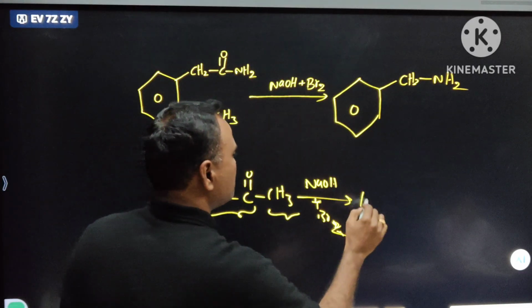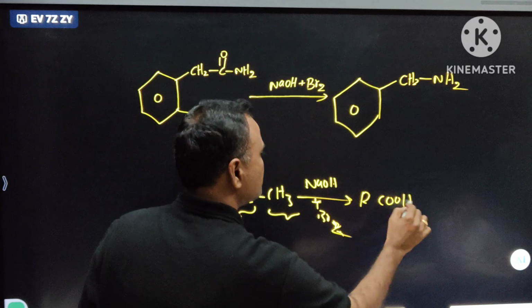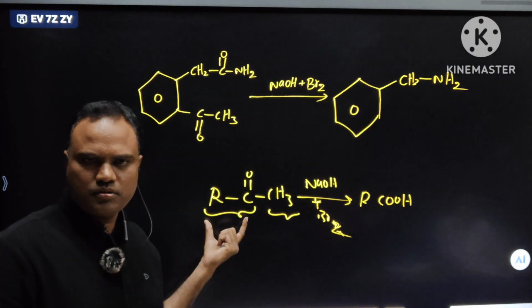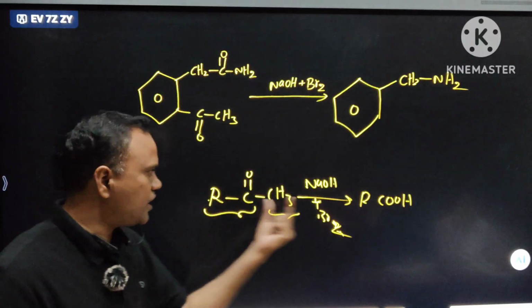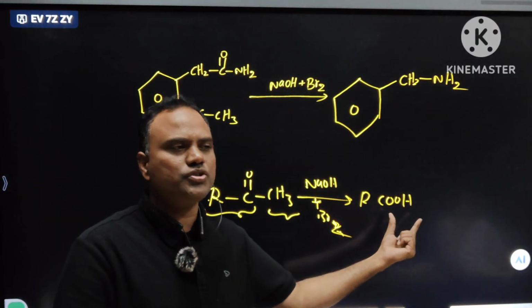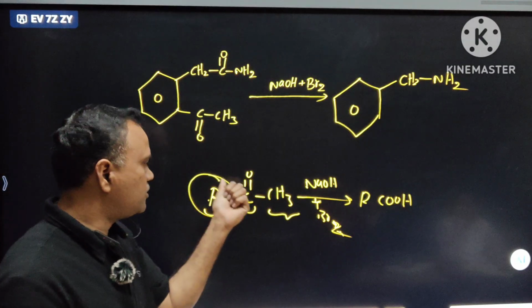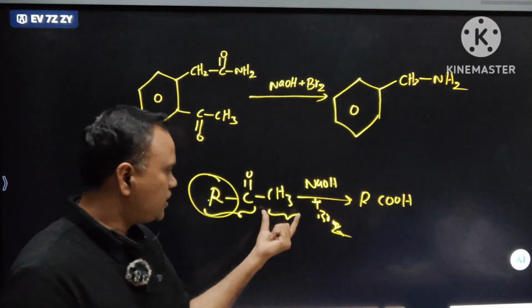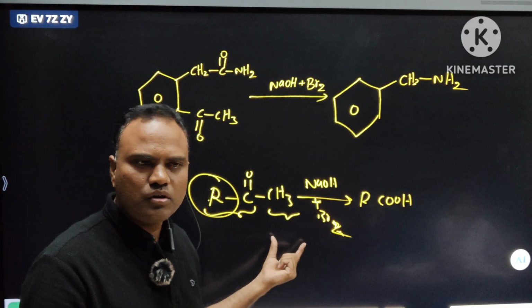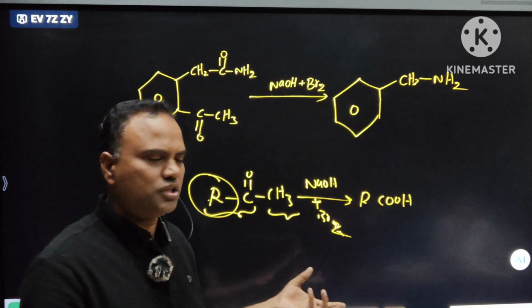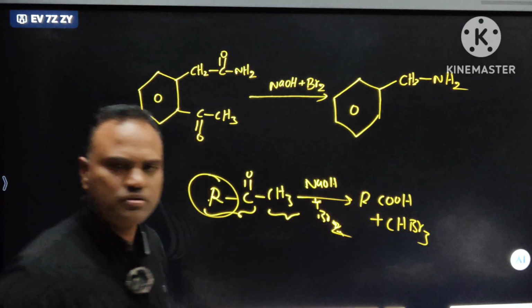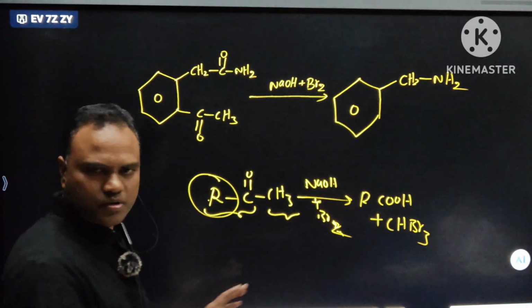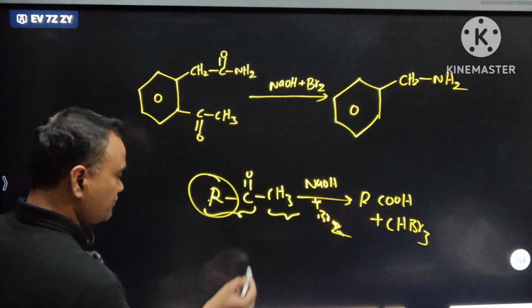And this part will convert to RCOOH. Write R as it is and attach COOH. And this part will convert to chloroform, CHCl3, CHBr3, based on the given halogen. Clear? Okay? Right.